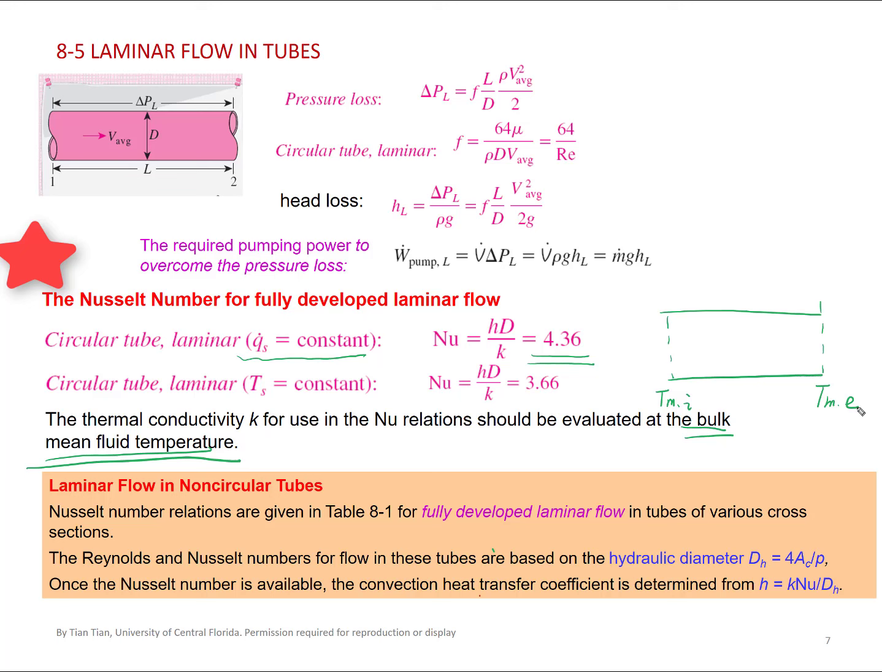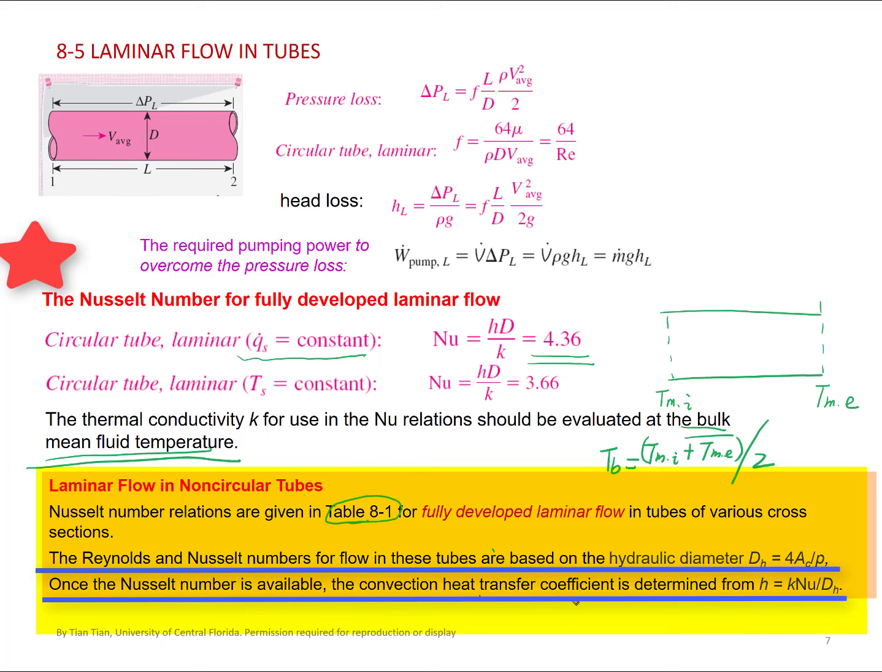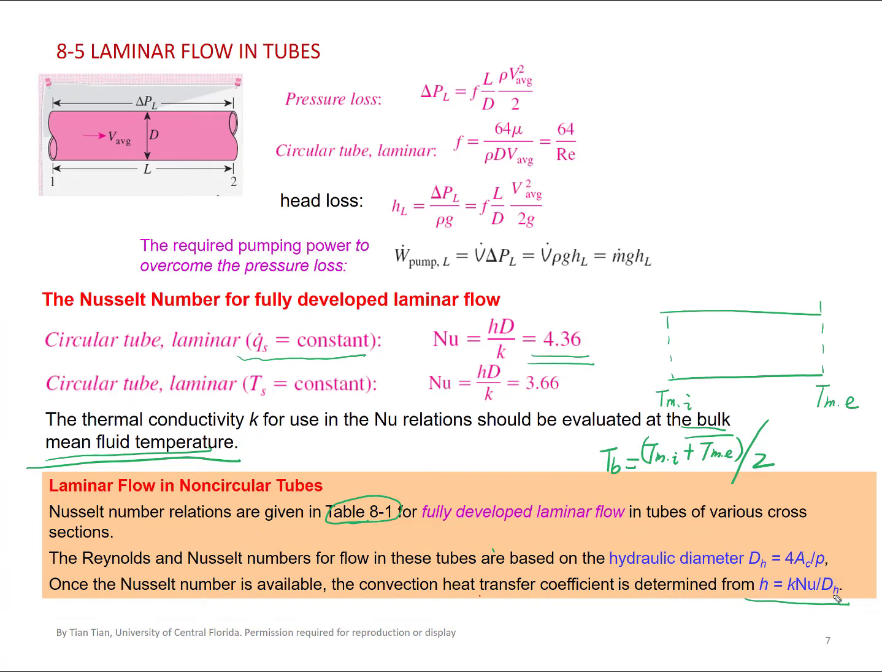The bulk mean temperature is the average of these two mean temperatures. The bulk mean temperature is Tmi plus Tme divided by 2. As for fully developed laminar flow in non-circular tubes, we can find the Nusselt number relations in table 8-1. So once we find the Nusselt number for those non-circular tubes, we can calculate the convection coefficient from this. And this dH here is the hydraulic diameter.